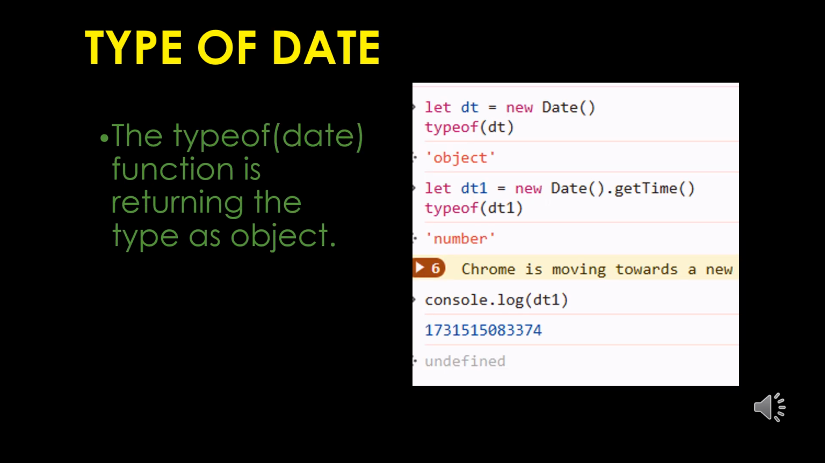Typeof date. So when we are going to give new Date, and you are checking that particular variable, it will be written as object only. When we are converting that to the current time, then it will be in the time number format, so it will return that as a number.